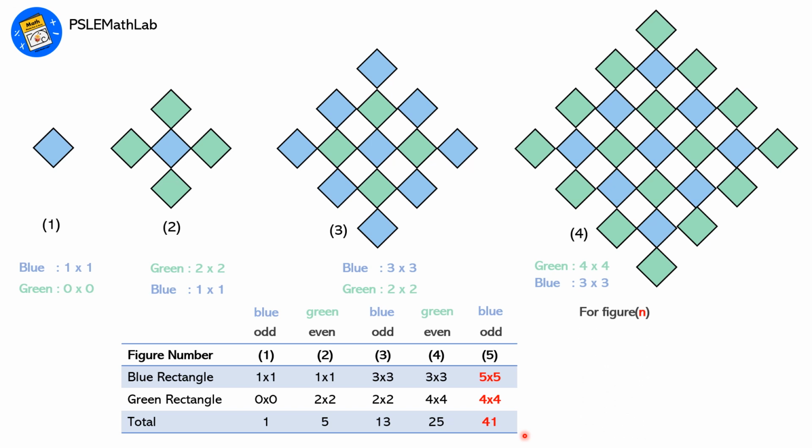For figure n, if n is even, there will be more green than blue rectangles, and the outer layer is comprised of n times n number of green rectangles. Inside, there will be n minus 1 times n minus 1 blue rectangles. If n is odd, there will be more blue rectangles, as the outer layer is comprised of n times n number of blue rectangles. Inside, there will be n minus 1 times n minus 1 green rectangles.